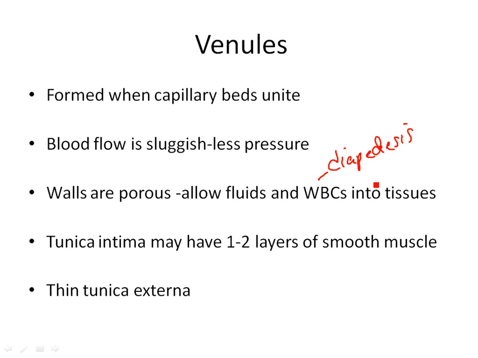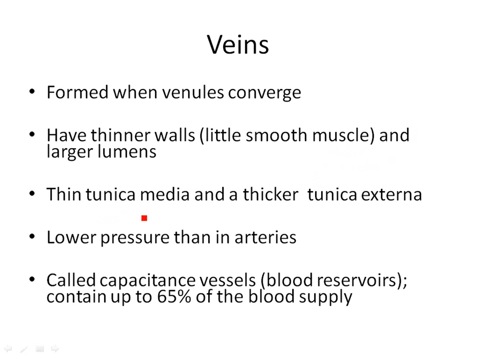The tunica intima in these vessels may only be one or two. I made a mistake there. The tunica, let's put media, not intima. The tunica intima is only one layer of endothelial cells. The tunica media may have 1 to 2 layers of smooth muscle. And then they have a very, very thin tunica externa, or adventitia. That's just going to be a little connective tissue layer there. These vessels are not active in vasoconstriction and vasodilation either. They're just trying to get that blood back to the heart.